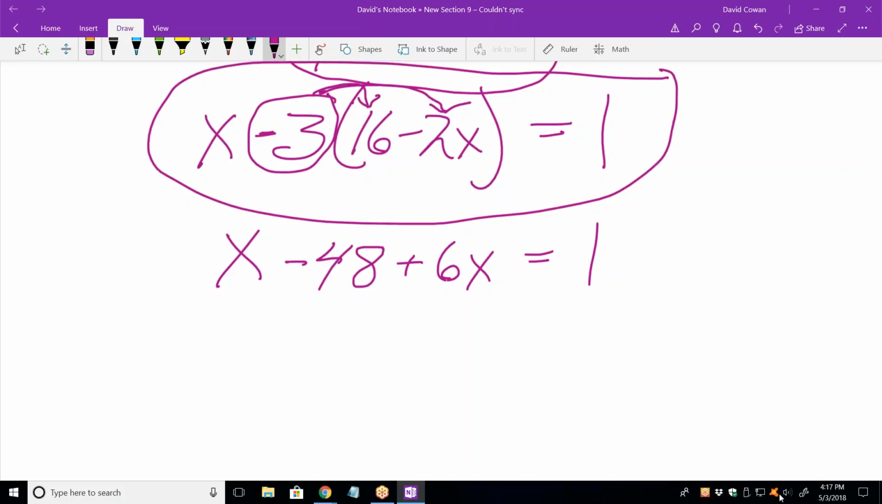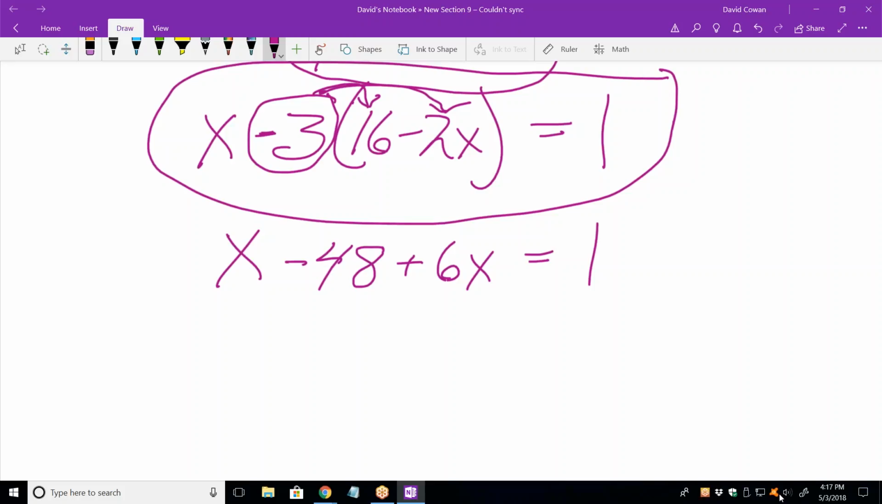48 plus. I'm sorry, I'm writing this down. The next step is to, I would say, gather like terms. Remember that expression. That's always a step in an algebra equation, is you're gathering like terms. In other words, I'm going to gather all the x's together, and I'm going to gather all the numbers together. And I'm going to put all the x's on one side, and I'm going to put all the numbers on the other.